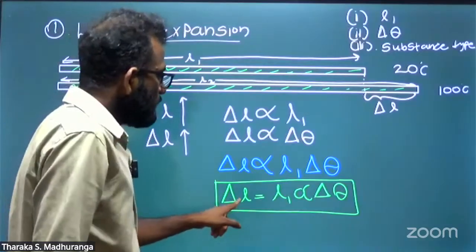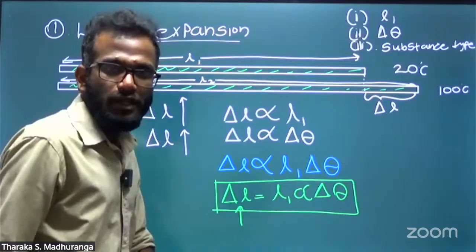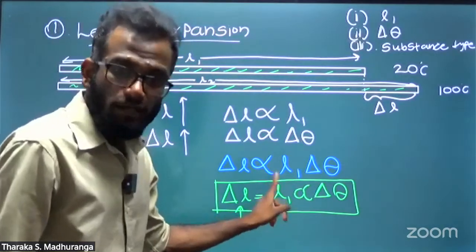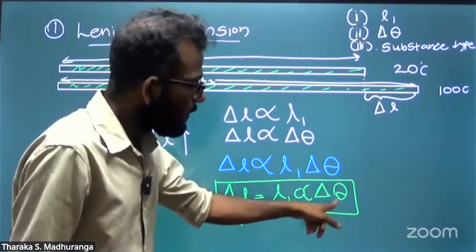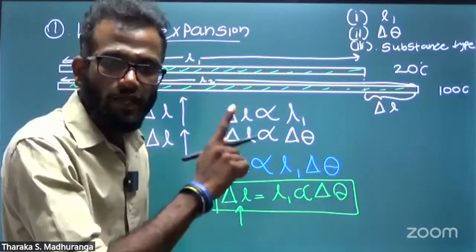Now tell me, what is the meaning of the delta L? Linear expansion. L1 is the initial length. Alpha we can discuss later. Delta theta is the temperature difference.